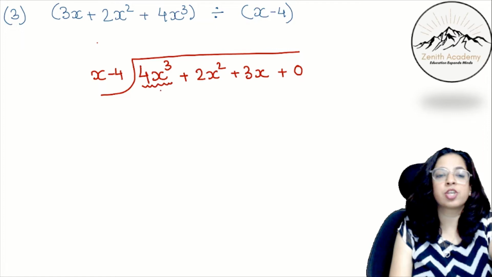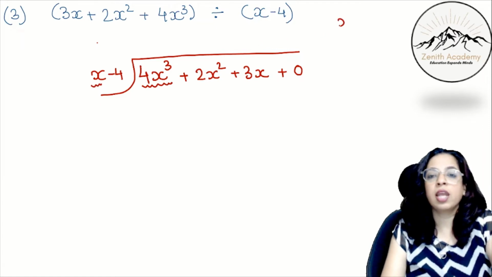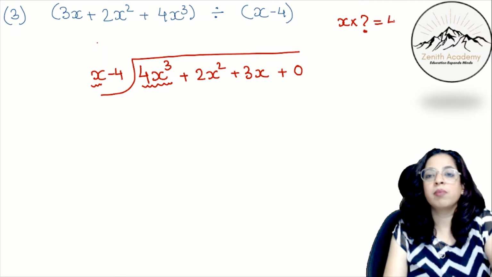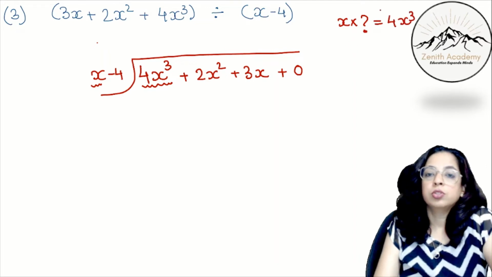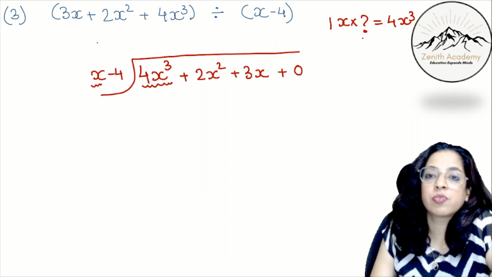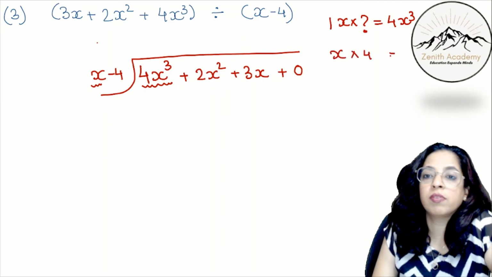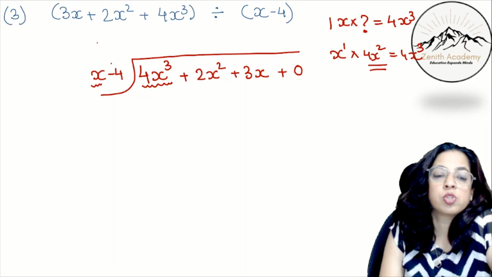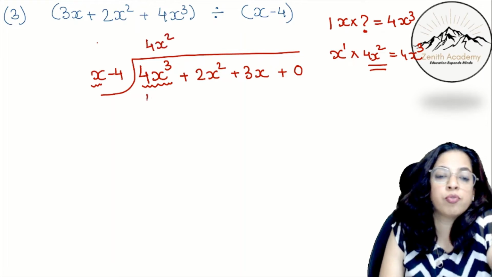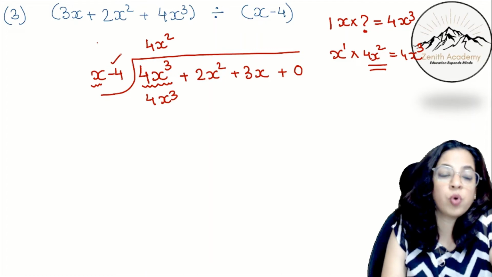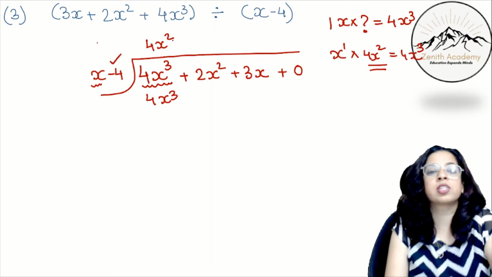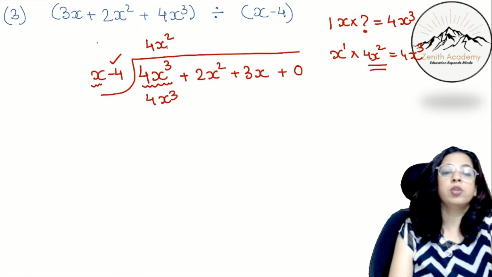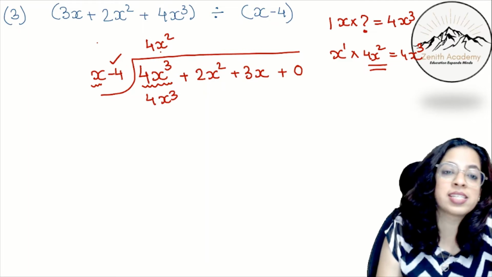Now see here 4x cube and there is x. So what can be multiplied with x so that it becomes 4x cube? So if there is a 1, it is 4 here. So x into 4 will give you 4x. Now x into x square will give you 4x cube, isn't it? Okay, this is x1 and this is x2. So we have got 4x square. So x into 4x square will give you 4x cube. But there is minus 4 as well. So minus 4 into 4x square will give you 4 into 4 is 16 and there's a minus. So minus 16x square.